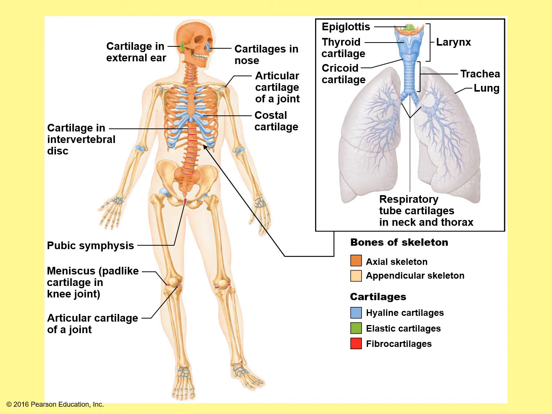In this diagram, it is color-coded. The darker tan color shows the axial skeleton, as we just said, the skull, the ribs, the vertebral column, and then this lighter beige color is the appendicular skeleton, the limbs, and those attachment points.